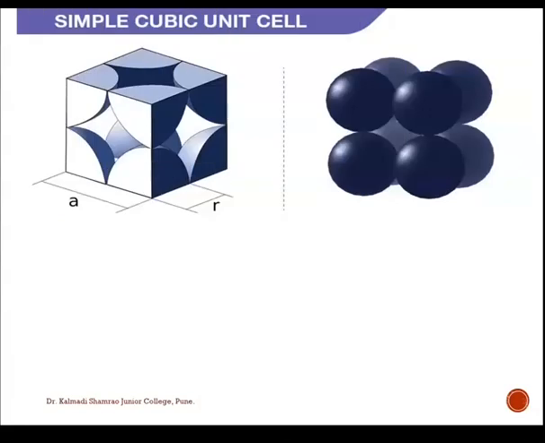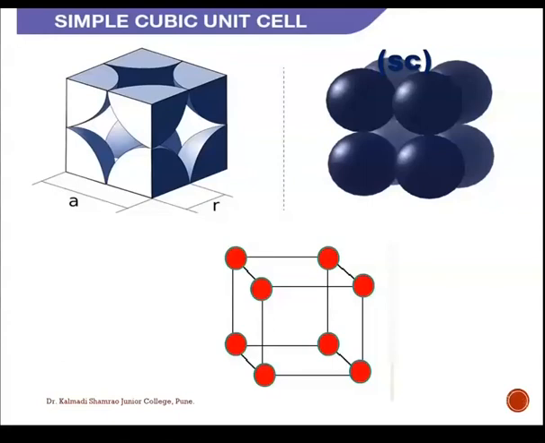The pictorial representation of simple cubic unit cell is as follows. As you can see in the three-dimensional figures, the red color particles are placed at the corners of the cube. There are 8 such particles in the simple cubic unit cell.